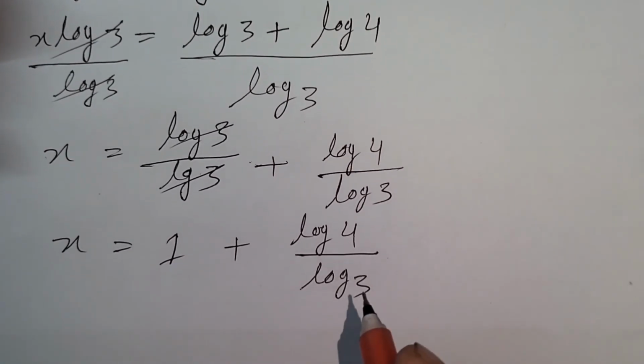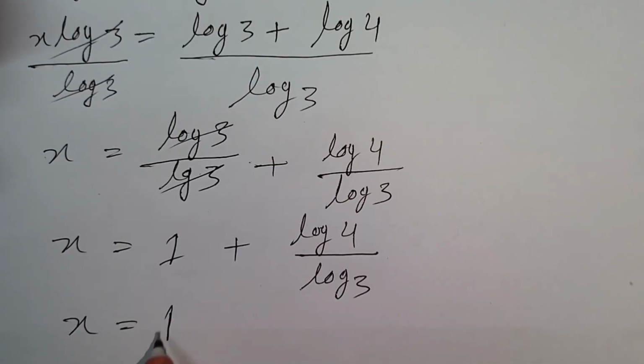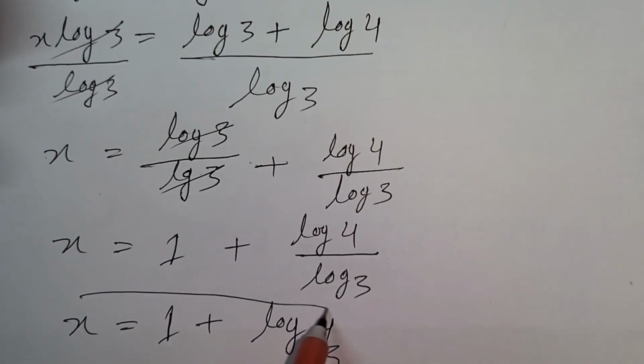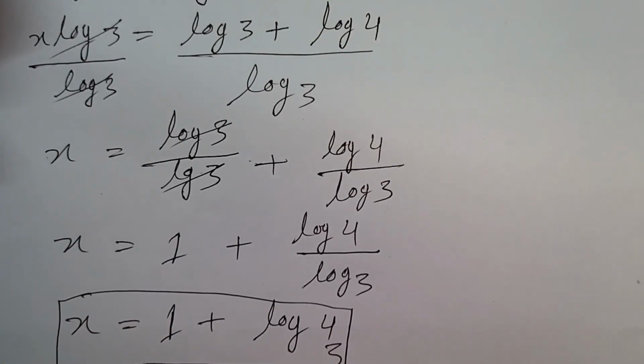Log 4 base of 3 operator. X is equal to 1 plus log 4 base of 3. This is the value of x. So this is our final answer.